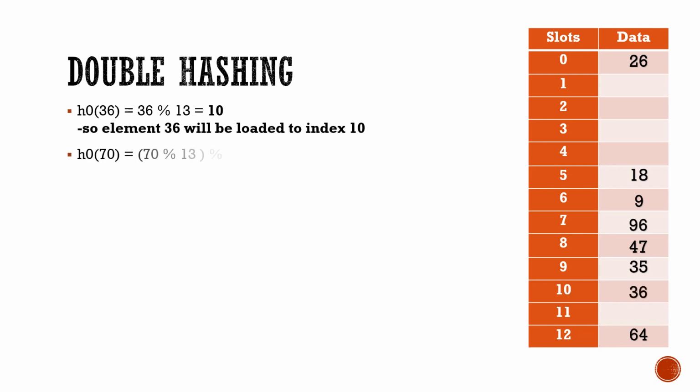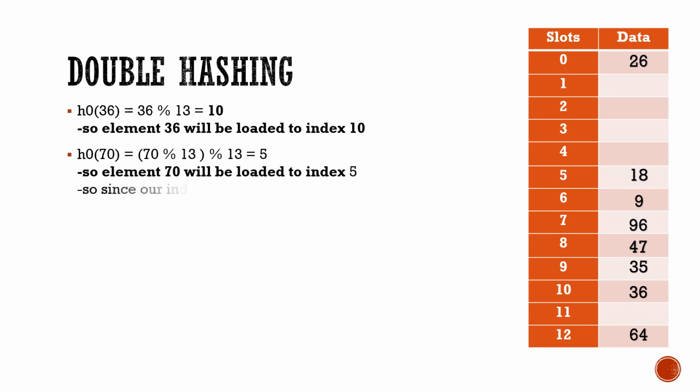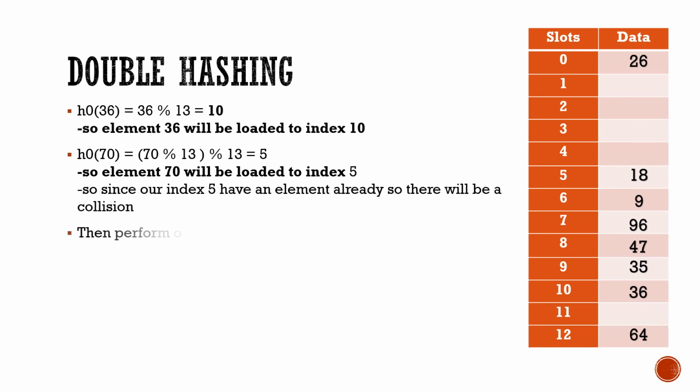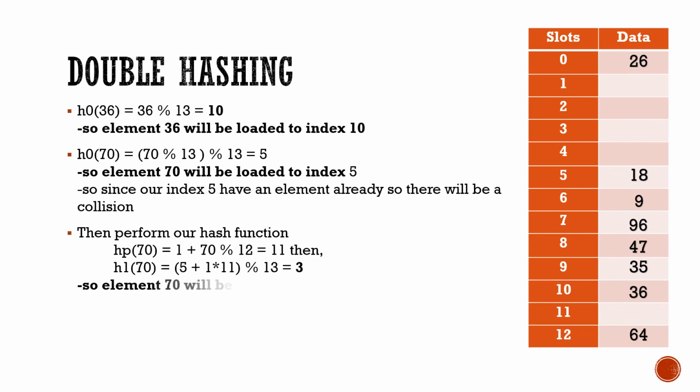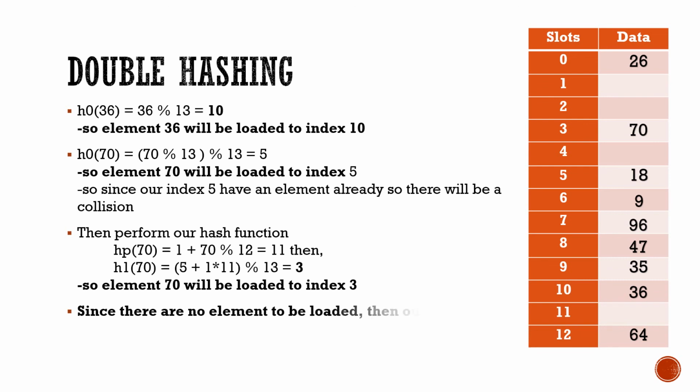h of 70 equals 70 modulo 13 equals 5. So element 70 will be loaded to index 5. Since index 5 has an element already, there will be a collision. Then perform our hash function. hp of 70 equals 1 plus 70 modulo 12 equals 11. Then h1 of 70 equals 5 plus 1 times 11 modulo 13 equals 3. So element 70 will be loaded to index 3. Since there are no elements to be loaded, our hashing is now complete.